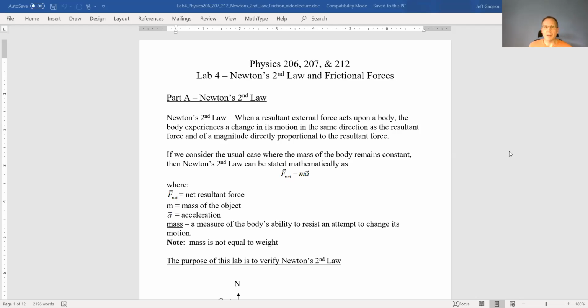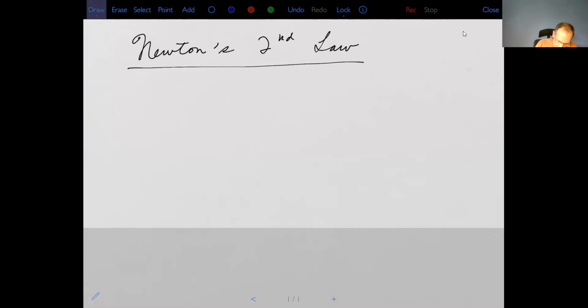So the first thing I want to talk about is Newton's second law. Let me describe what Newton's second law is, and I'll go to the iPad to do that. Okay, so Newton's second law. Let's say we have an object. Let's say it has a particular mass. I'll just call it m.